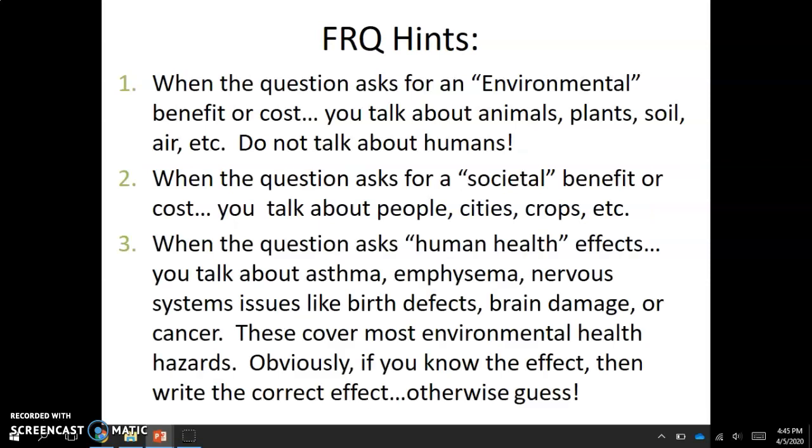When it asks for an environmental benefit or cost, you talk about animals, plants, soil, or air. You don't talk about humans. If it's asking you about environmental benefits or cost, don't mention humans. When it asks for a societal benefit, talk about people, cities, crops. How does it benefit society? Human health effects, specifically asthma, emphysema, nervous system issues like birth defects. We didn't get into human health, but we did talk about how pollutants could impact human health, so it's possible you could see that. So keep that in mind.